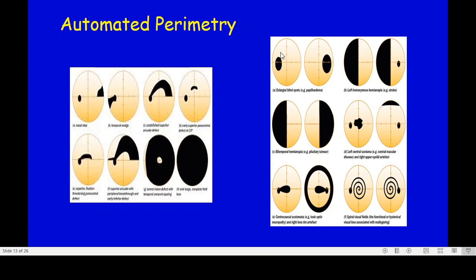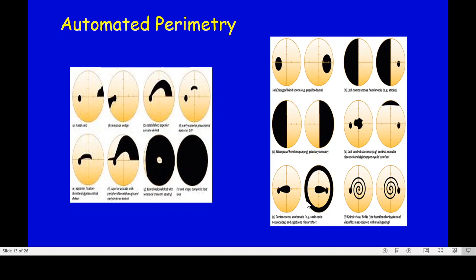Like over here, you can see on both sides there is an enlargement of the blind spot, which is seen typically in glaucoma. This is a homonymous hemianopic defect. Bitemporal hemianopia is seen here. A large central scotoma is visible over here. And then again a centrocecal scotoma, which is extending from the disc to the center of the visual field.